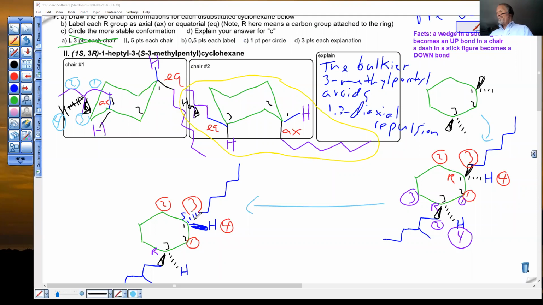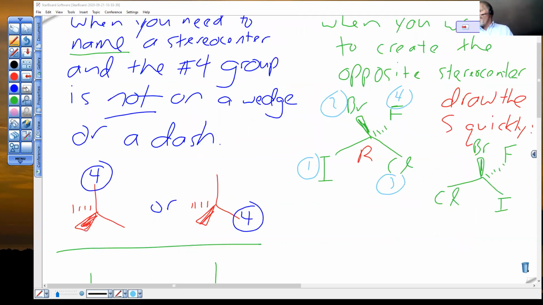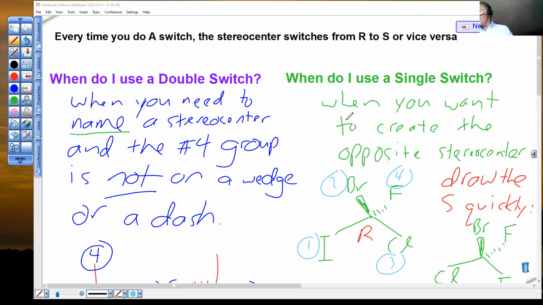All right. So that's when do we use double switch? When do we use single switch? All that good stuff. When you want to create the opposite stereocenter.